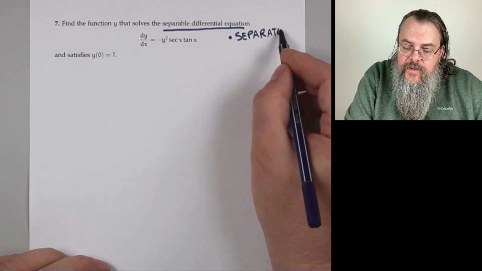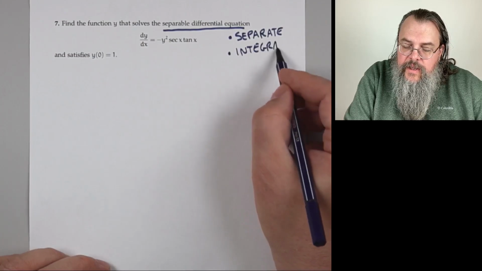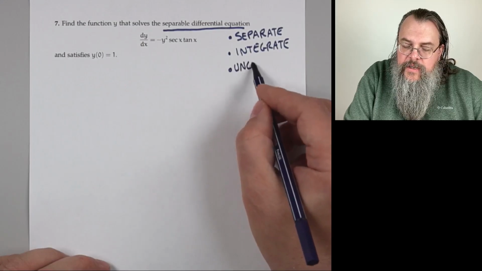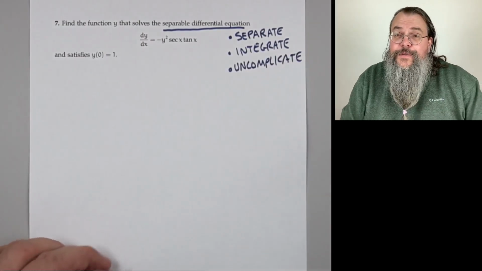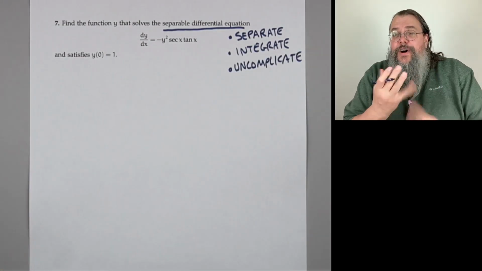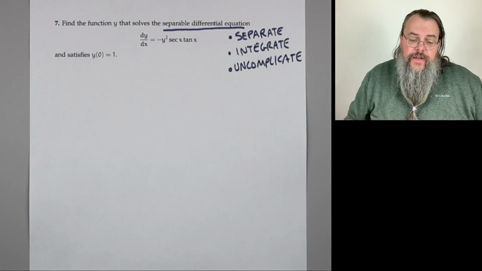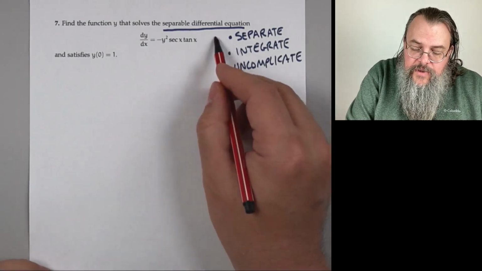You separate, you integrate, and the last step I call uncomplicate. Now, that seems overly complicated for a word, but basically means solve for y, solve for c. So we go through and do our steps. So we'll start with the separation step. So now we're doing separation.